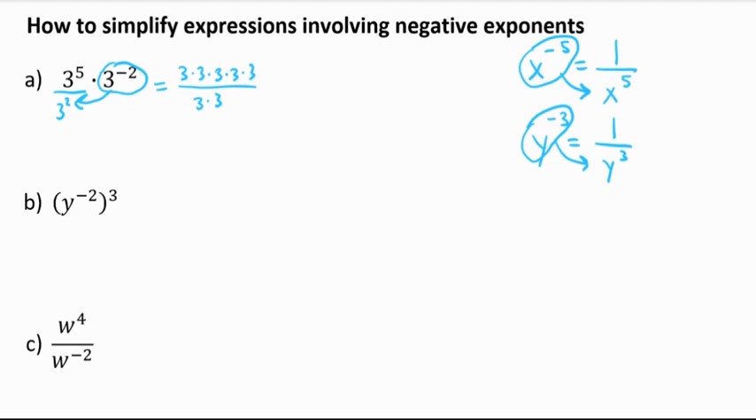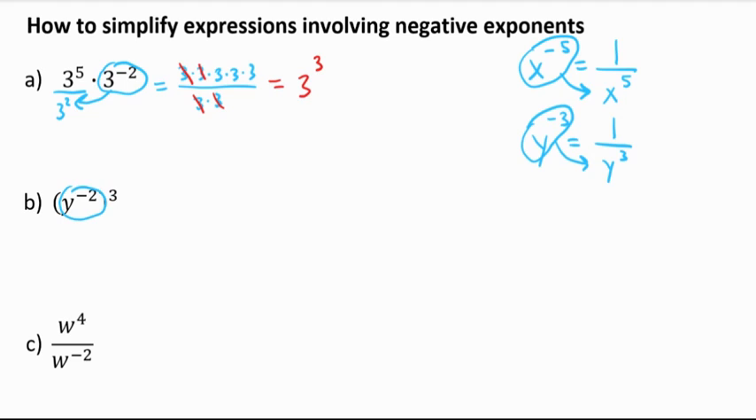And now, because I have a 3 on top and a 3 on the bottom, 3 divided by 3 is 1, so I can cancel those out. I can do it one more time. And now I'm left with 3 to the third power, because there's 3 3's right here. So on these, you're just trying to get rid of the negative exponent, and then you're just going to simplify from there.